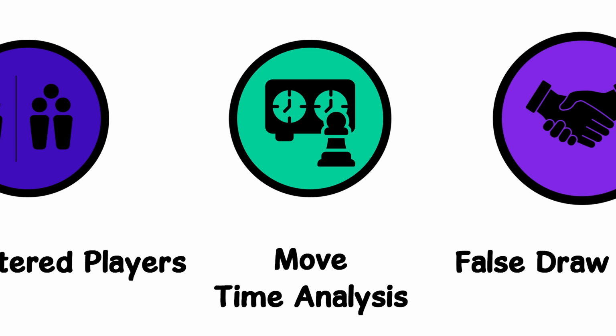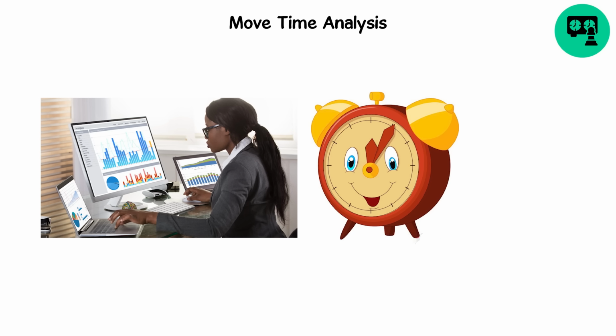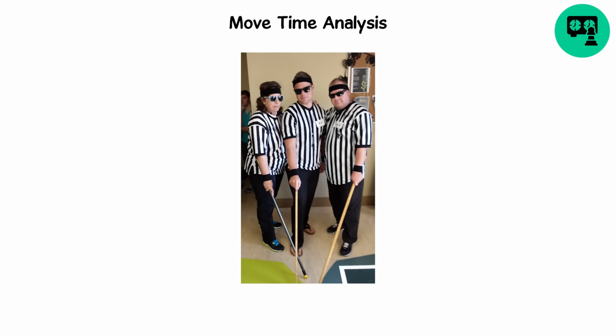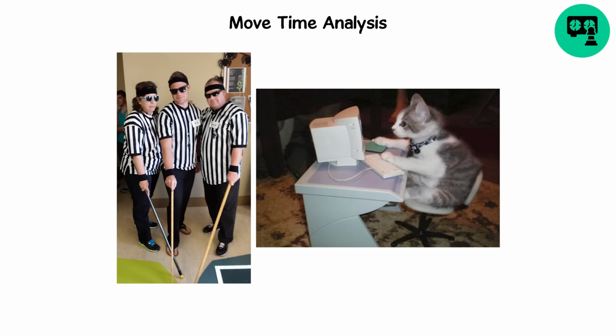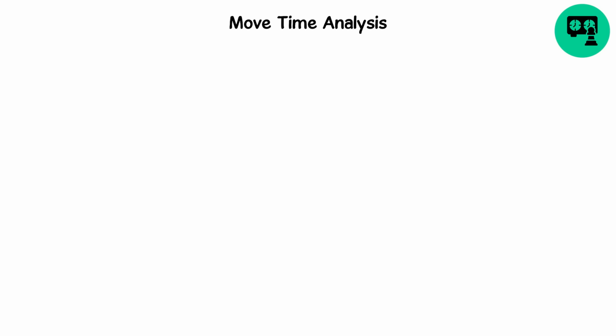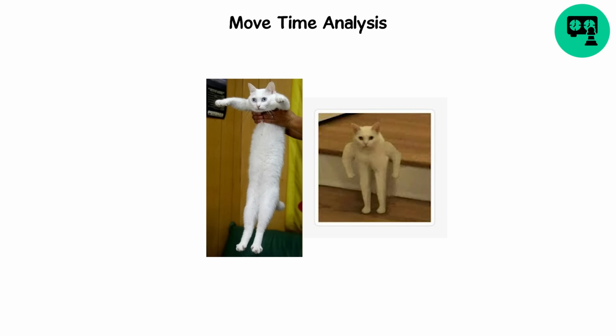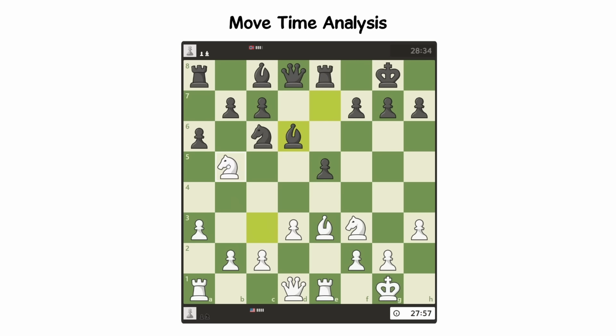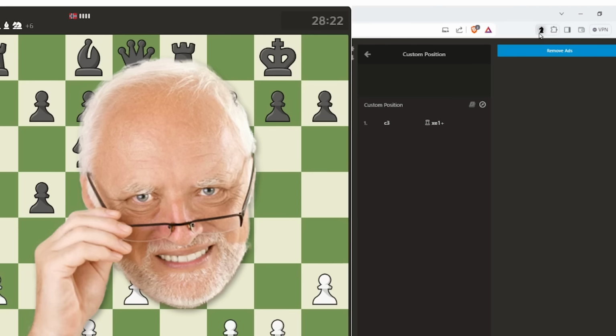Move time analysis. By analyzing the time taken for each move, officials can detect patterns indicative of computer use. For example, if a player takes an unusually long or short time for certain moves, it might suggest they are consulting an engine. In this chess game, this guy takes exactly 5 seconds for each move, despite how simple or complex the move is. If he ain't cheating, I don't know who is.